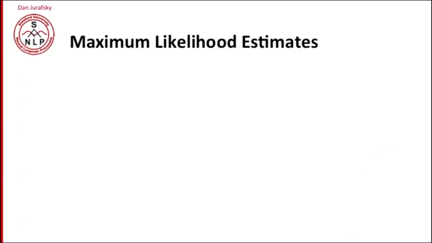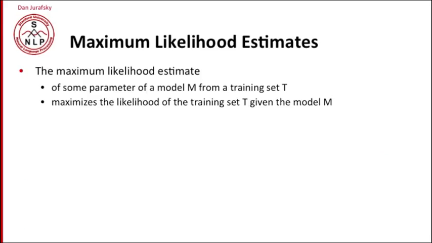I keep using the term maximum likelihood estimate, and let's just remind you what that means. The maximum likelihood estimate of some parameter of some model from a training set is the one that maximizes the likelihood of the training set given the model. So a maximum likelihood estimator that lets us learn a model from a training set is the one that makes that training set most likely.